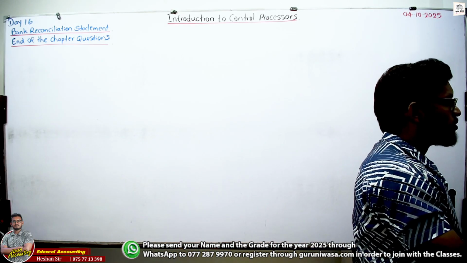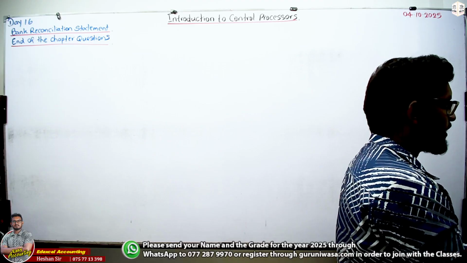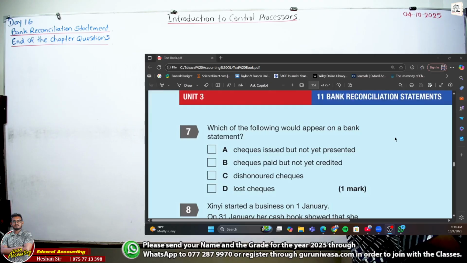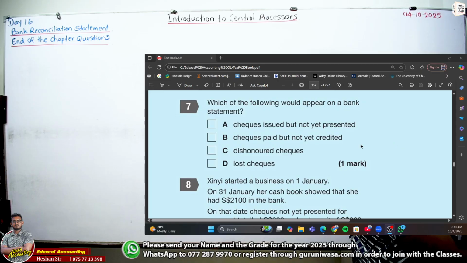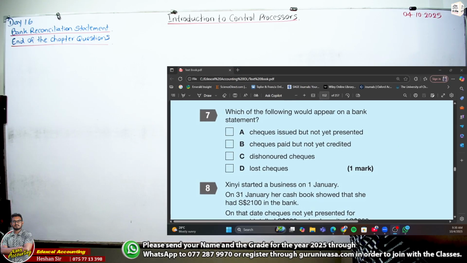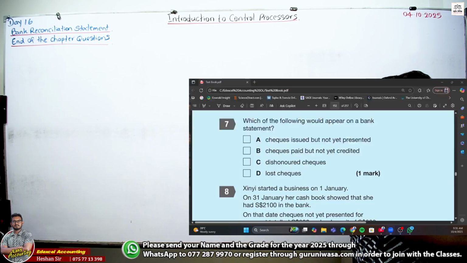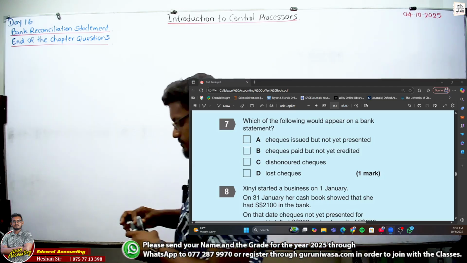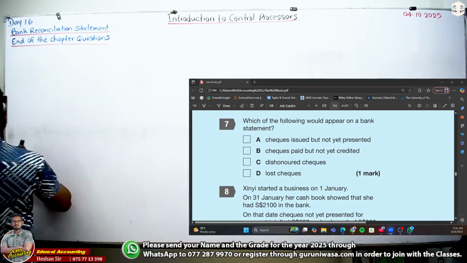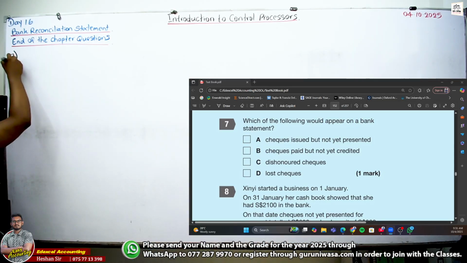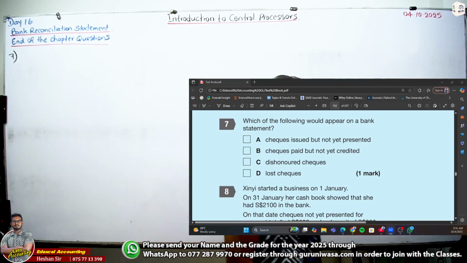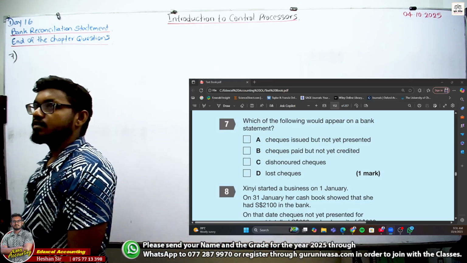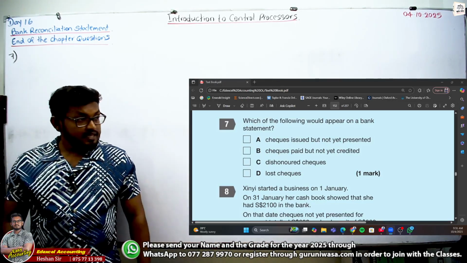Okay, so right now, in the end of the chapter questions, we finished up to 6 yesterday, correct? So we need to go with the seventh one, number 7. Which of the following would appear on the bank statement? What is this? Appearing in the bank statement.